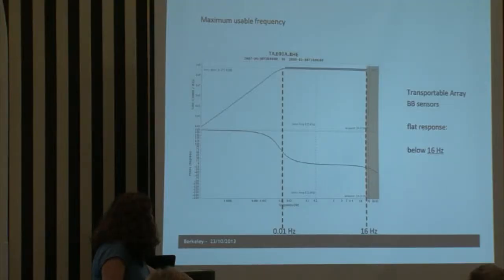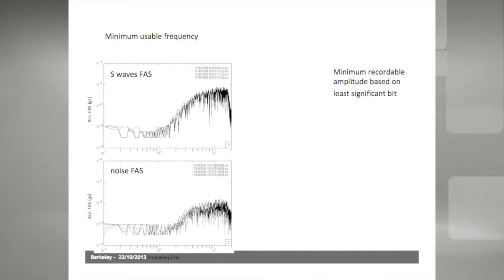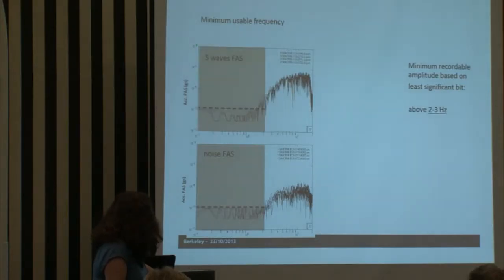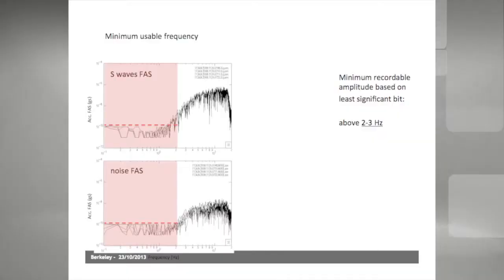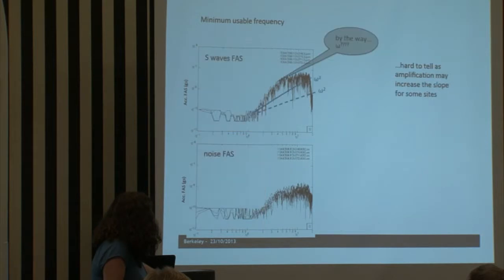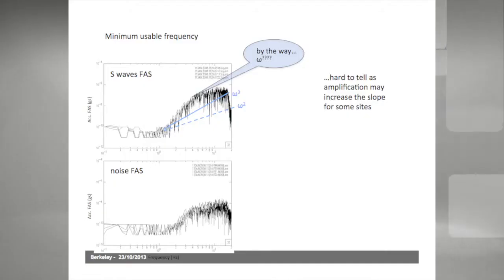And then the lower bound of the data is determined by these guys here, by the least significant bits. And looking at the entirety of the data, I reckon that we should disregard stuff that's beneath 2 or 3 hertz. So what we're left with, oh no, this is just a by the way question.